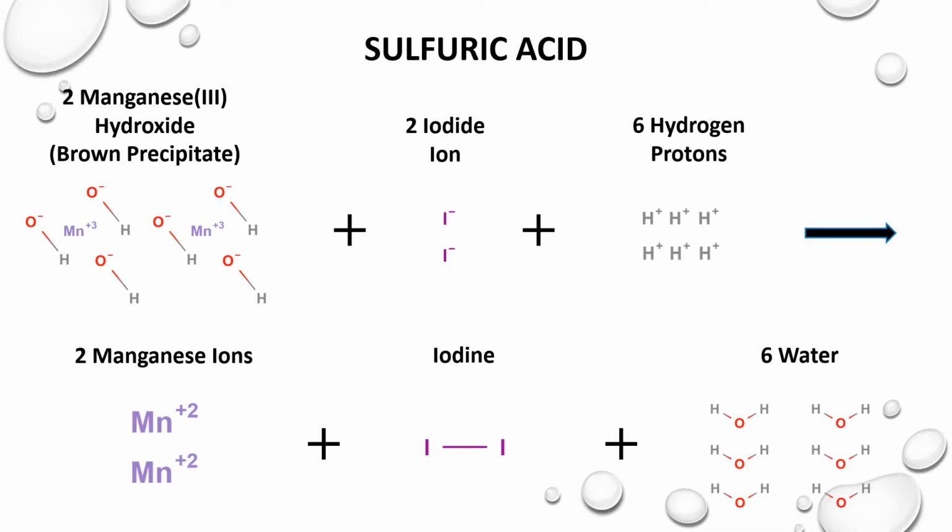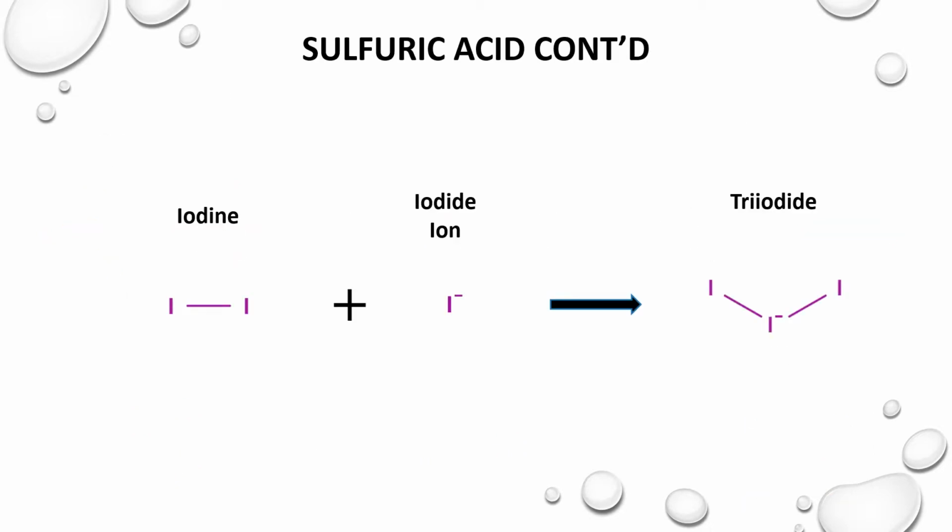2 manganese 3 hydroxides react with 2 iodide ions and 6 hydrogen protons from the sulfuric acid and yield 2 manganese ions, 1 iodine, and 6 water molecules. The free iodine is produced at a rate of 1 iodine molecule for each atom of oxygen. The iodine then reacts with an iodide ion and yields triiodide.